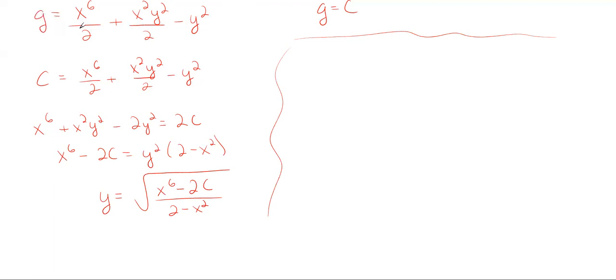So our boundary conditions were such that y of 0 is equal to 2. This means that y would be equal to 2 when x is equal to 0. So let's go ahead and plug these in here.